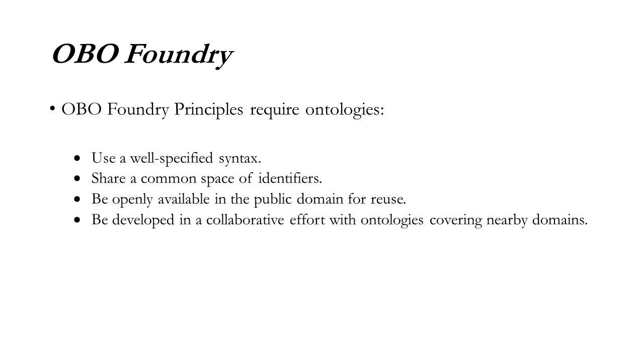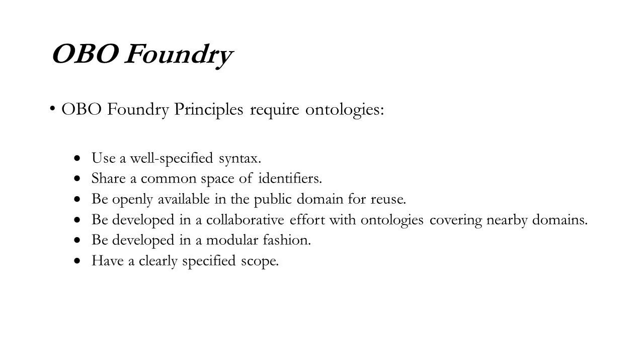Now, that led naturally to being openly available in the public domain for use, and developed in a collaborative fashion with ontologies covering nearby domains. So an ontology covering cells is probably also going to be developed alongside an ontology covering blood. They're going to have overlap, but some terms are going to be in the cell ontology, other terms are going to be in the blood ontology, but they should coordinate their efforts and work together, not in contrast to one another. Similarly, ontologies should be developed in a modular fashion, namely having a clearly specified scope. Ontologies don't need to do everything, but they need to be clear about what they do, and they need to divide and conquer.